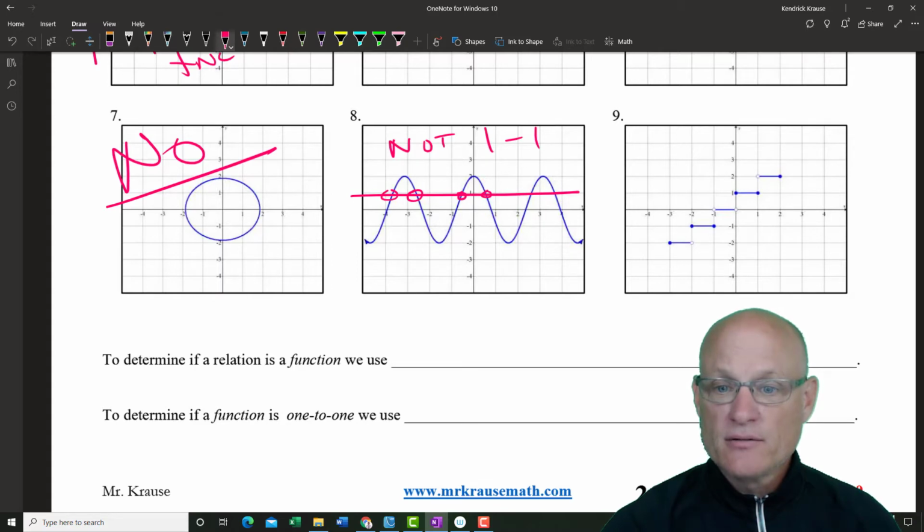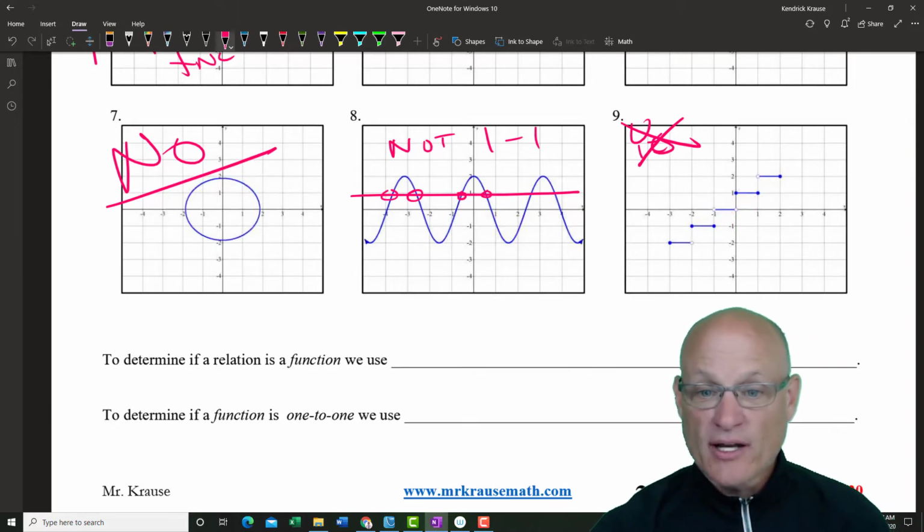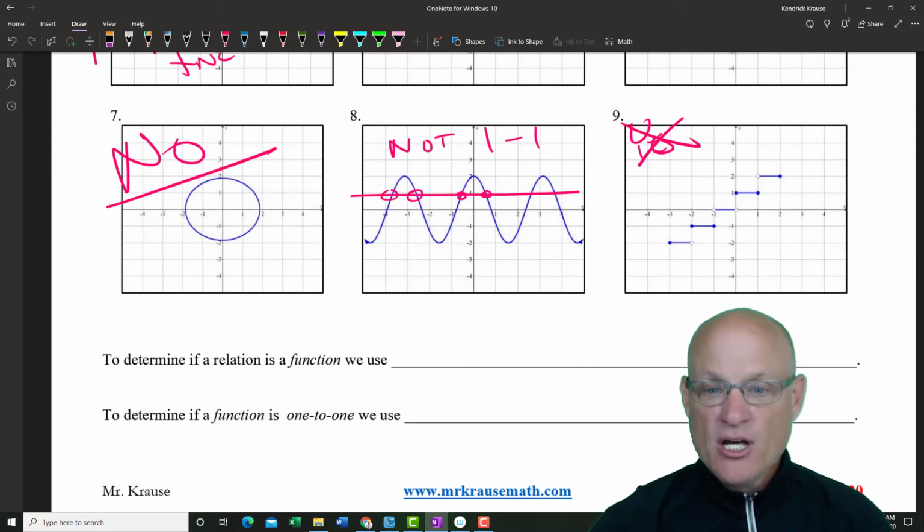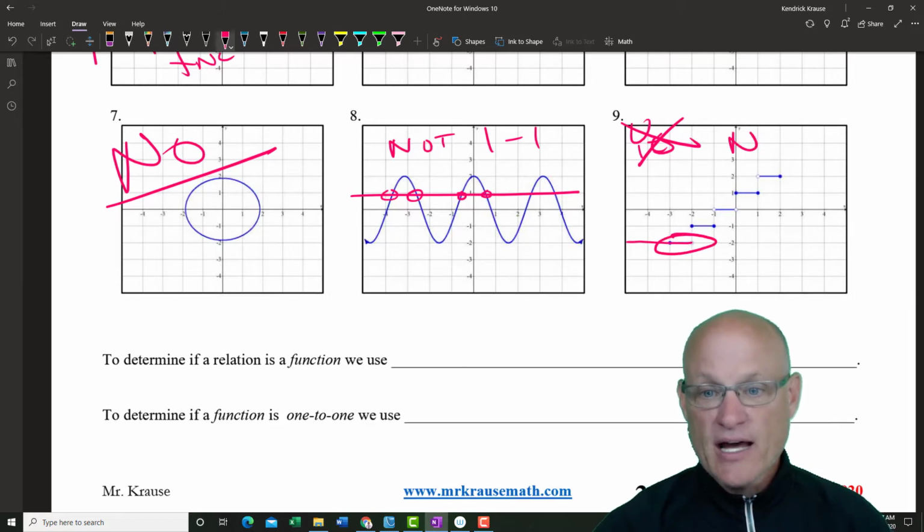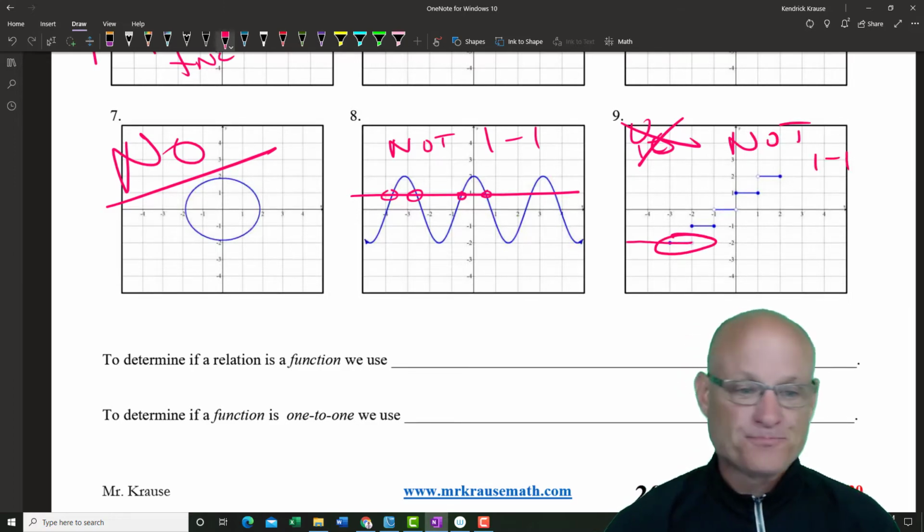Wait, let me check. Yep, see how it's open and closed, open and closed? Those are where you're going to have your problems. So yes, this is a function, but it does pass the vertical line test. I mean, we can draw lines in everywhere. It passes the vertical line test. But, and this is kind of tricky, it's going to fail the horizontal line test right there. It fails it. So this is not one-to-one.